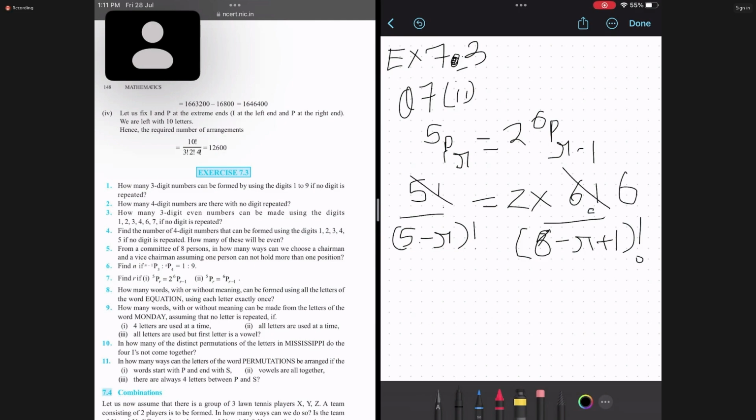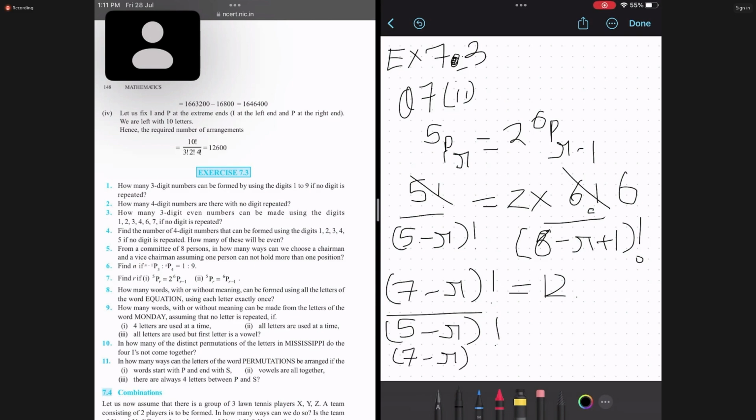This becomes just 6, and subsequently what you are left with is 2 into 6 equals (7 minus r) factorial upon (5 minus r) factorial equal to 12. Correct. Just remember this. So if we need to divide this by (5 minus r) factorial, what we can do is we can expand this, right?